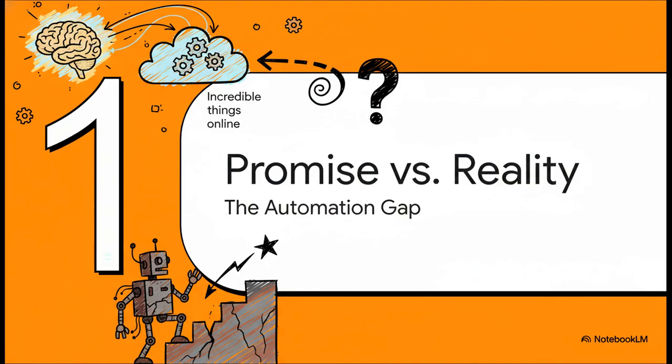You know, it's what I like to call the automation gap. It's that feeling you get when you see these jaw-dropping AI demos, but when you actually try to build one yourself, you just hit a wall of complexity. It's a super common feeling.